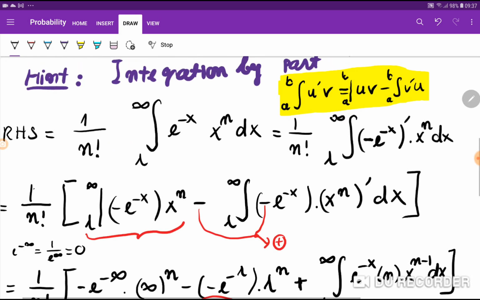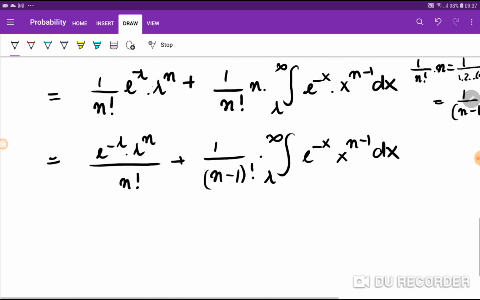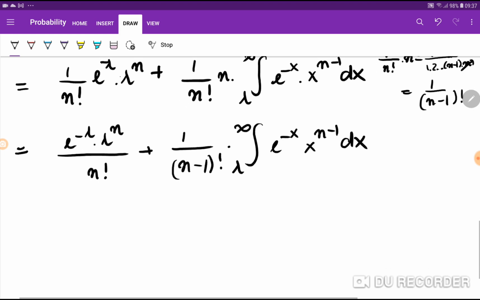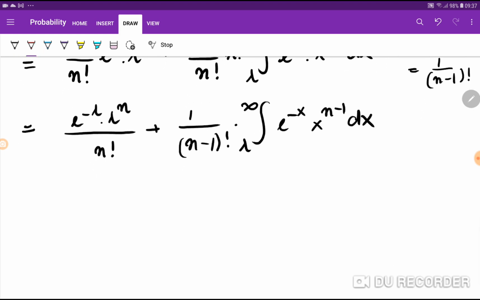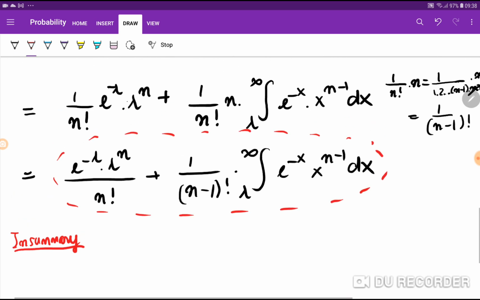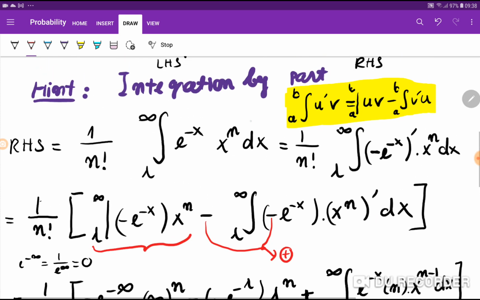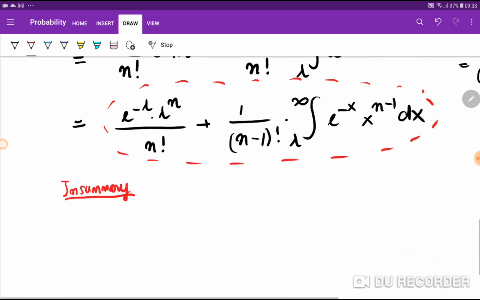Okay, so this is our RHS, right? So in summary, what do we have? We have all of this right here equal to the RHS. And what's the RHS? The RHS is this one. So I'm just going to rewrite it.